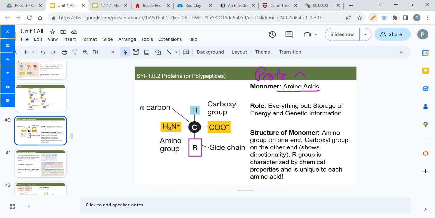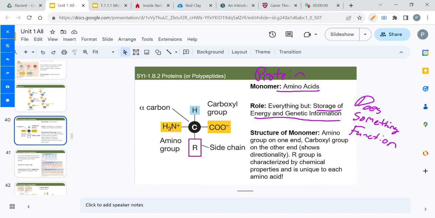It's a little bit strange because it says everything but storage, energy, and genetic information. Wait, that means everything else? Look, if it does something or has a function, that is going to be these proteins right here. They basically are the movers and shakers of your body. Genetic information is all nucleic acids, and then energy and membranes is those carbohydrates and lipids.